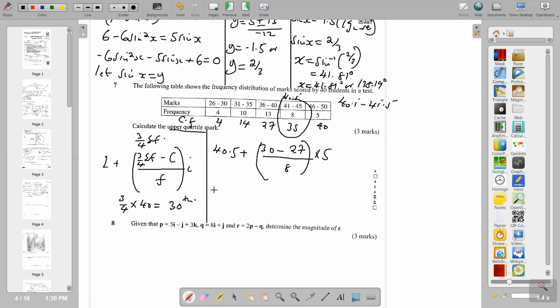So this one, we're going to get 40.5 plus 30 minus 27 over 8 times 5. So plus 1.875. So you're going to get 40.5 plus 1.875, going to get 42.5.